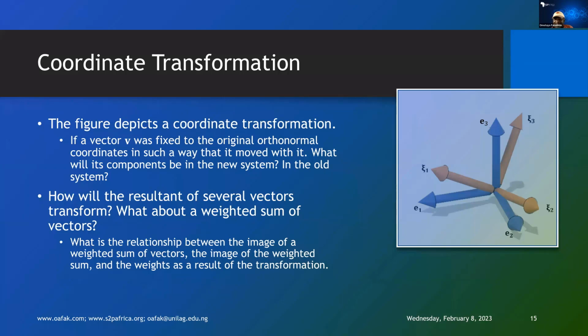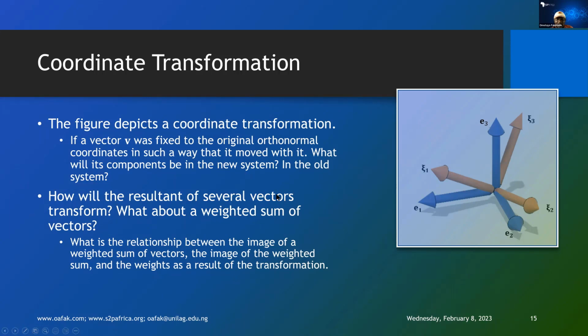So you can see that, from the point of view of each coordinate system, we are dealing with two different vectors, because one is just 0, 0 on the two other components, but the first one is not. So the figure depicts the coordinate transformation. If a vector V was fixed to the original coordinates in such a way that it moved with them, what would be the coordinates in the new system? What would be the coordinates in the old system?